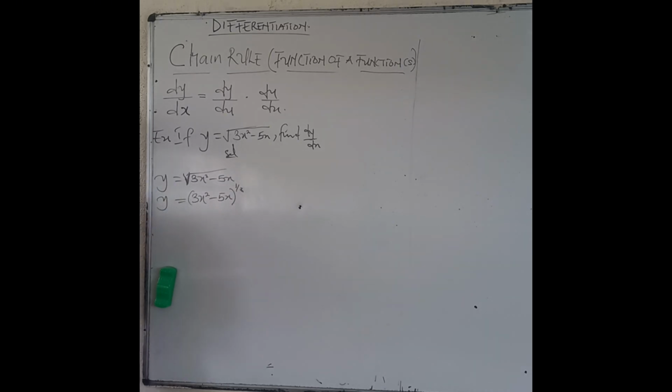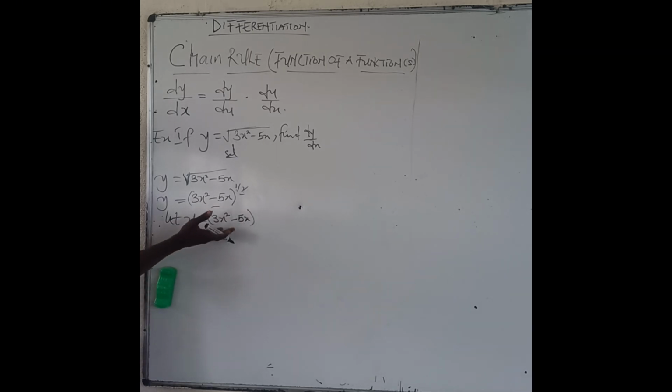So the first thing you are going to do is remove the square root from this function and take it to the power before you can do anything. So our power is going to be 1 over 2. Now you can see that this is a function of a function. This is the inner function and this is the outer function. So don't forget, let u represent the inner function. Therefore, let u be equal to 3s squared minus 5s.